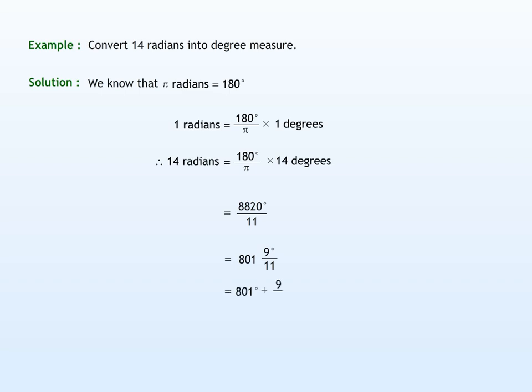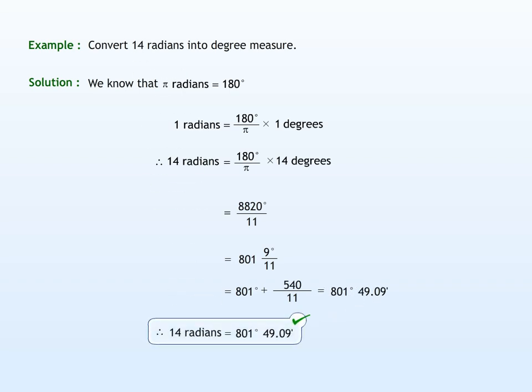Now we shall convert 9 by 11 degrees into minutes. So 14 radians is equal to 801 degrees plus 9 into 60 by 11 minutes. So 14 radians is equal to 801 degrees 49.09 minutes. Therefore, 14 radians is equal to 801 degrees 49.09 minutes.